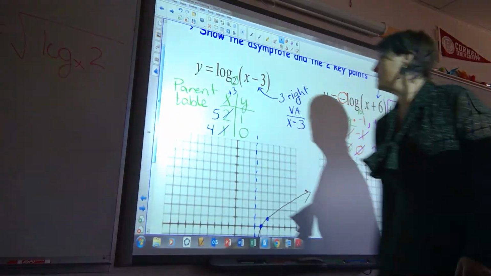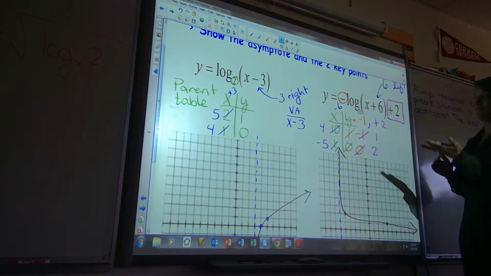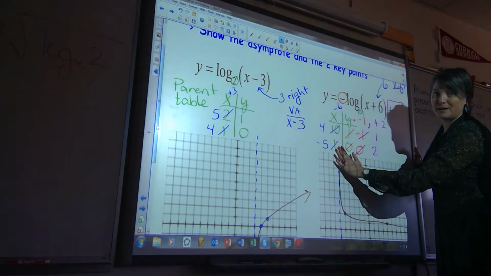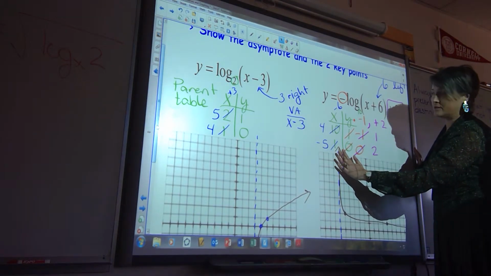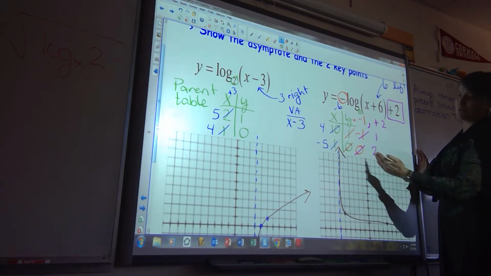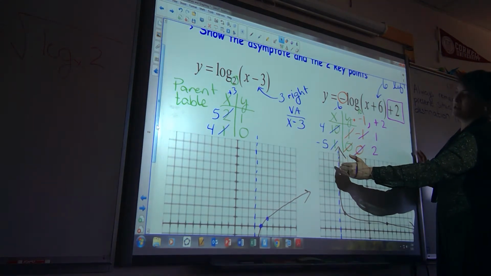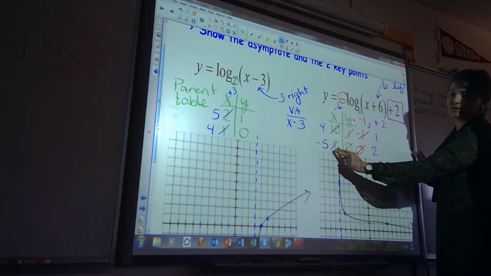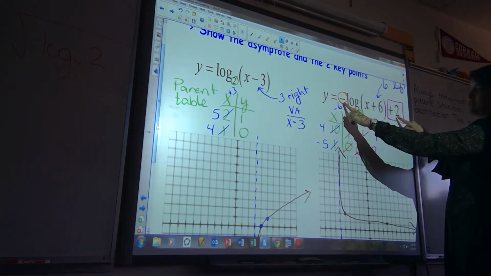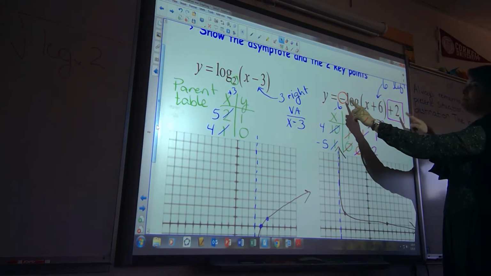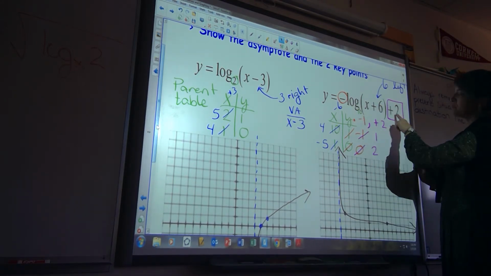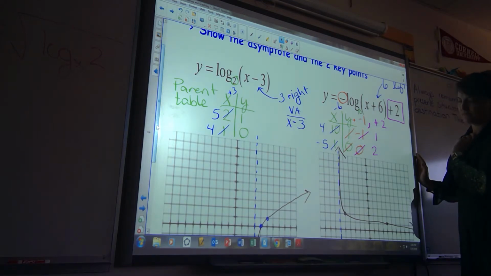For this last one, there are 3 different transformations. It's a base 10 log, so I started with the base 10 parent graph. Then I did my x change first, so I moved my asymptote 6 left, and I subtracted 6 from each of the x values. Then there were 2 different y changes. You need to apply both of those to the y's, and the order does matter. The multiplier comes first, then the add or subtract comes second.